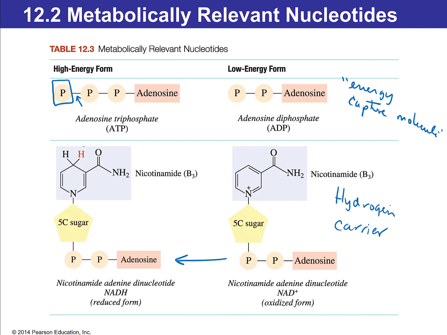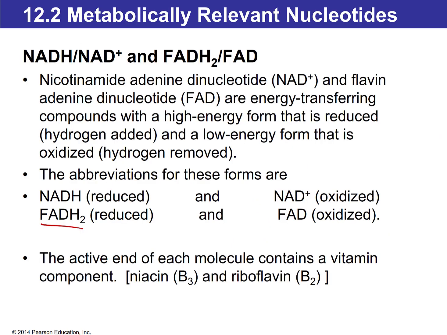This has a 5-carbon sugar, so it's a pentose. It has that same adenosine. See how it looks similar to ATP? There's an adenosine, there's a couple of phosphates. But the top part is nicotinamide. That is a vitamin. The B vitamins are really big in metabolism. This is B3. You get this from niacin. Can be made into this.